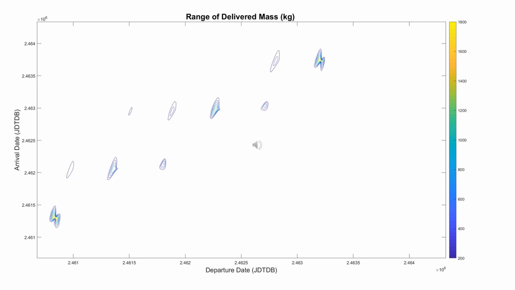This shows the range of delivered mass for our given departure date and arrival date. We want to maximize delivered mass, and in order to do that, we need an optimal C3 value. This optimal C3 value was 41.1223 kilometers squared per second squared.